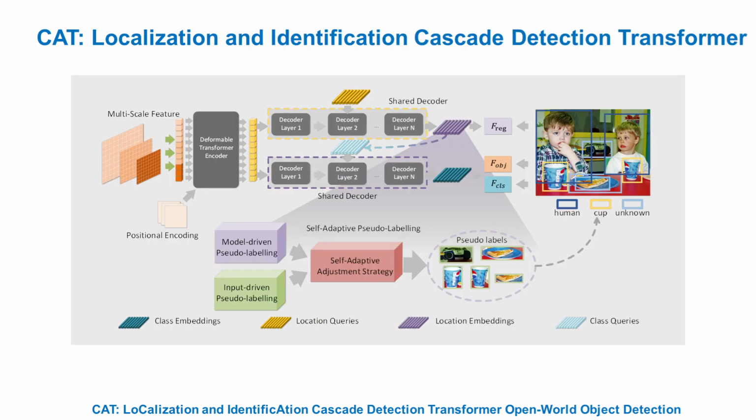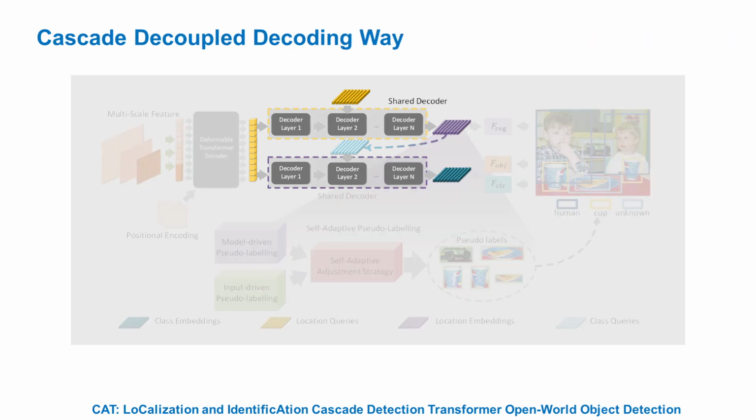Our CAT model is a fully end-to-end framework, consisting of the multi-scale features extractor, the shared decoder in the cascade decoding and the self-adaptive pseudo-labeling mechanism. CAT utilizes the shared transformer decoder to decouple the localization and identification process for alleviating the influence of detecting unknown objects on the detection of known objects. In the cascade decoupled decoding structure, the location embeddings are used as class queries for knowledge retention.